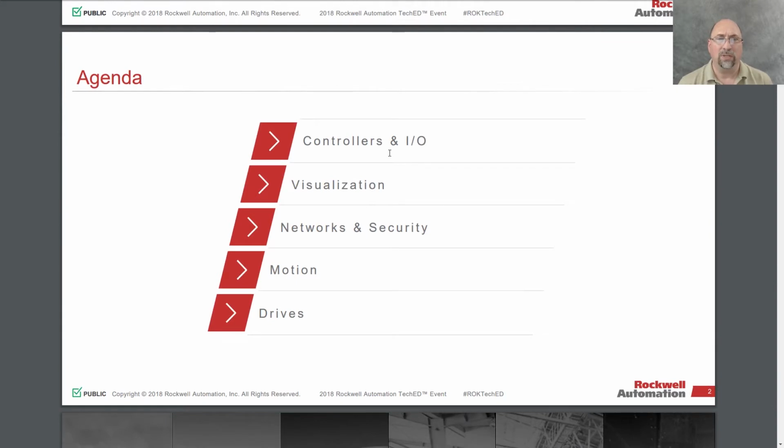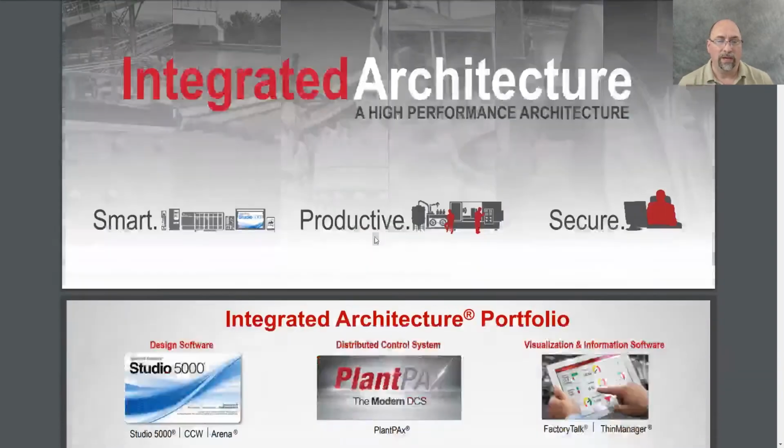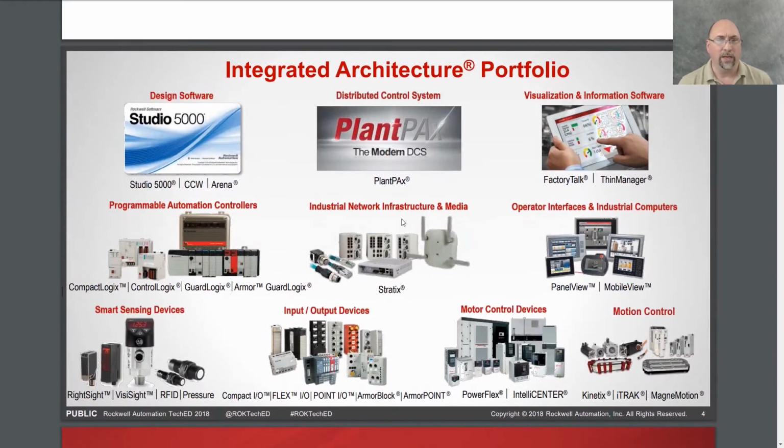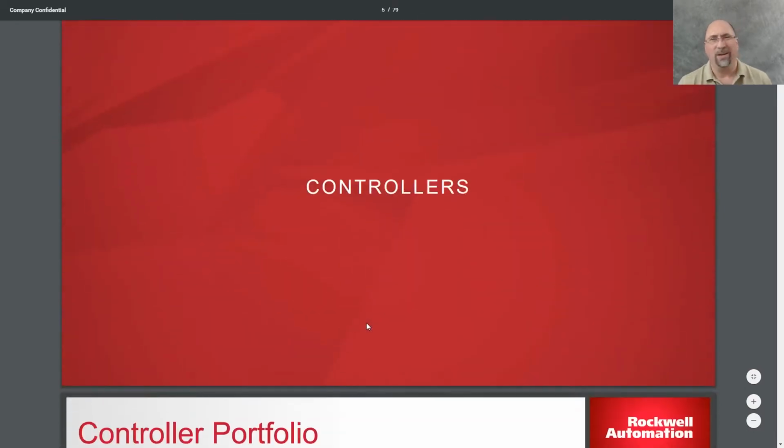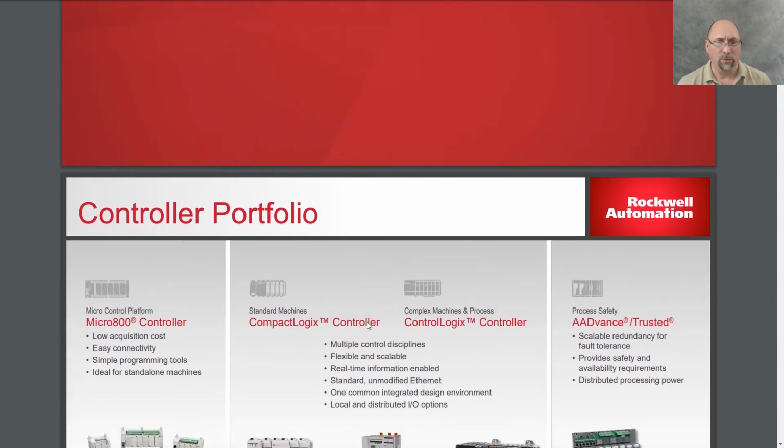So it looks like they split this up into 5 areas: controllers, viz, networks, motion, and drives. Now I'm just gonna cover the first 2. So if you want to see everything that's in here, just go right to their website like I did and check it out. In any case, let's scroll down here, and we got Studio 5000, Plant Pax, FactoryTalk View, Compact Control, GuardLogix, Stratix, PanelView, Mobile View, and more stuff. So again, we're not going to cover all this. We'll do controllers and visualization here.